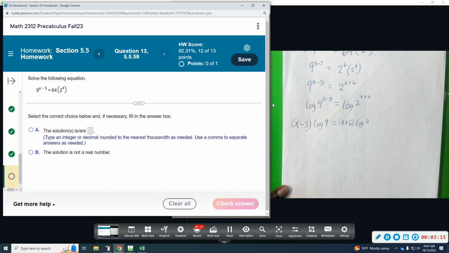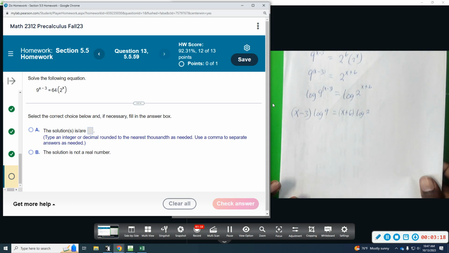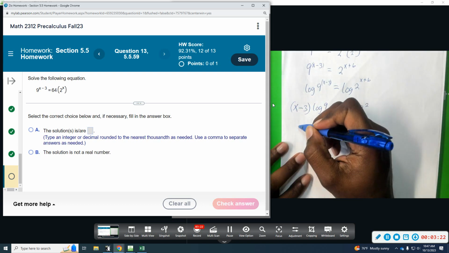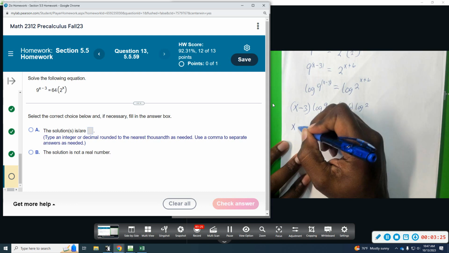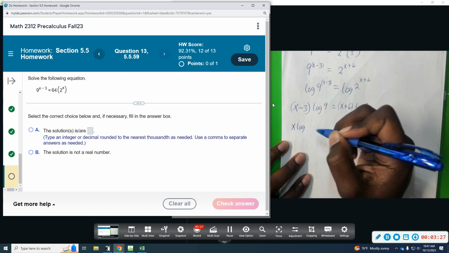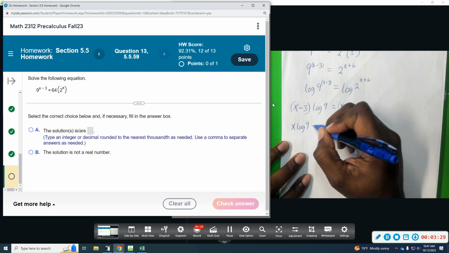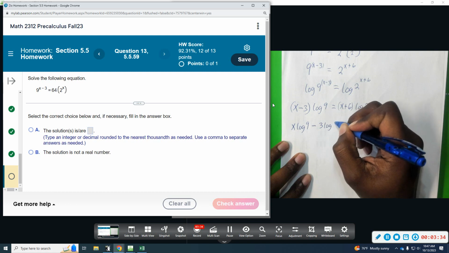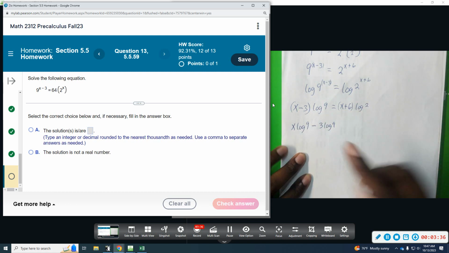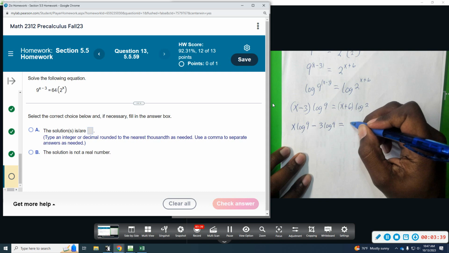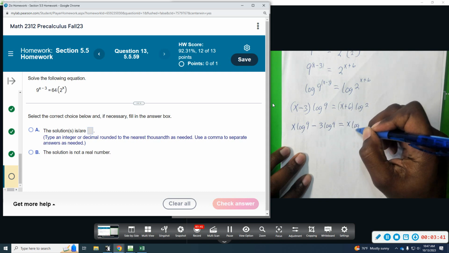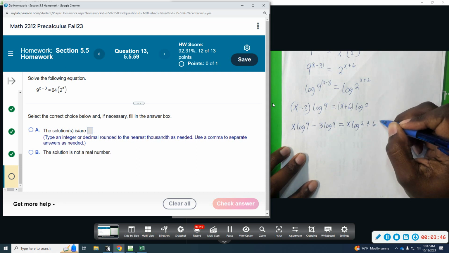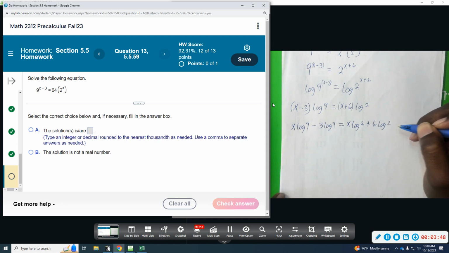Alright, so now we're going to distribute, because we've got to get these x's together and factored out, because I can't have x's on both sides. So I'm going to distribute x minus 3 to this log. So I'm going to have x log of 9 minus 3 log of 9. Do the same thing on the other side: x log of 2 plus 6 log of 2.